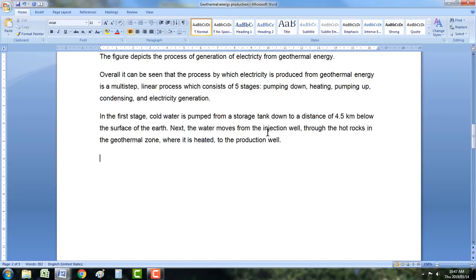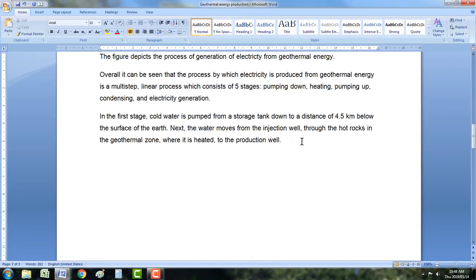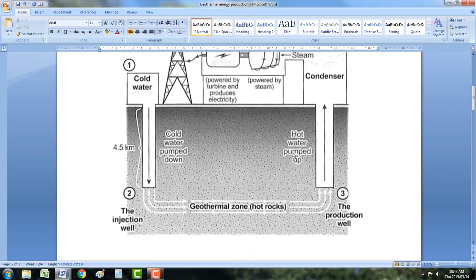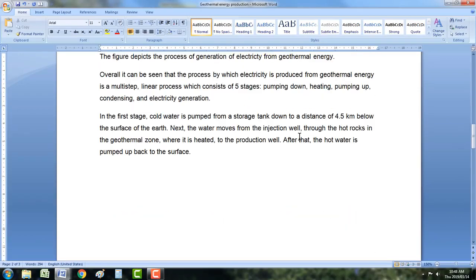So it moves from the introduction well through the hot rocks in the geothermal zone where it is heated to the production well. You must try and say all of this stuff. Don't leave anything out. Paraphrase or don't paraphrase, it's fine. But make sure that you mention all of the things on the diagram. To the production well. Right, next, linking language. Let's just go with after that. Right, so I said after that, the hot water, make sure I said hot water, is pumped back up to the surface. And I think that's a good place for us to start a new paragraph.